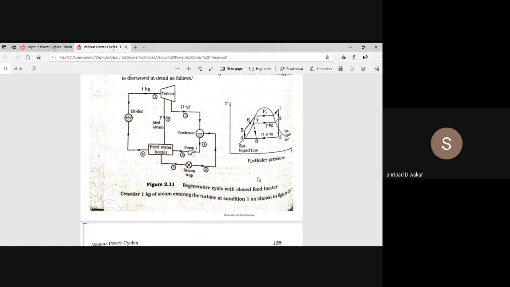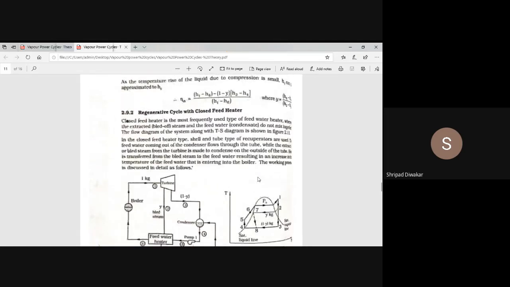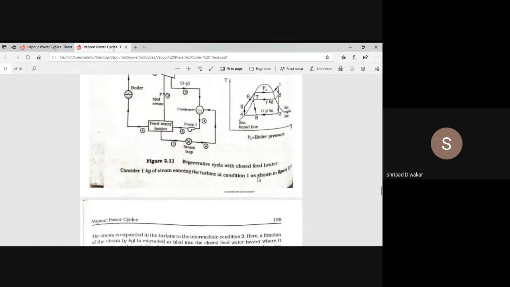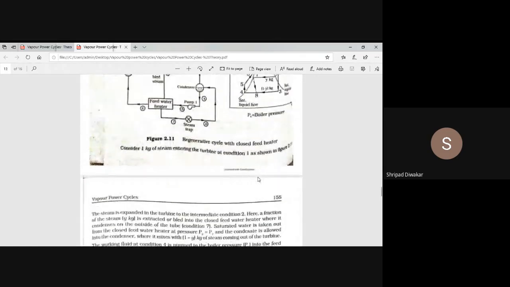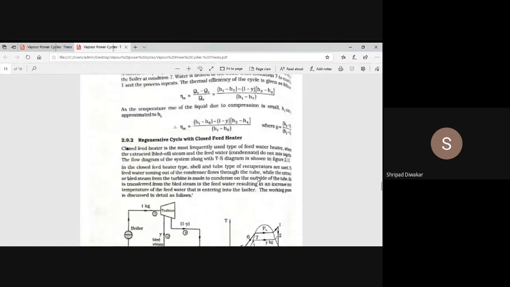Next, the practical regenerative cycle. What you are seeing on the screen is the regenerative cycle with a closed feed water heater. No derivation. You just have to write the efficiency of this cycle, that's enough. Okay, derivation is not there. You see, it's a simple formula, QR minus QS.